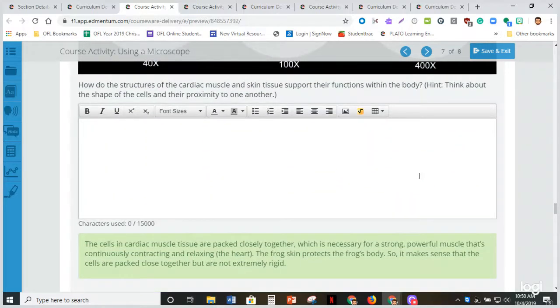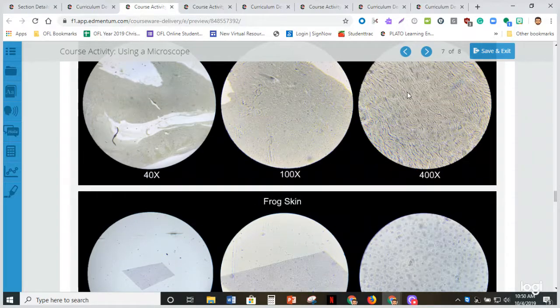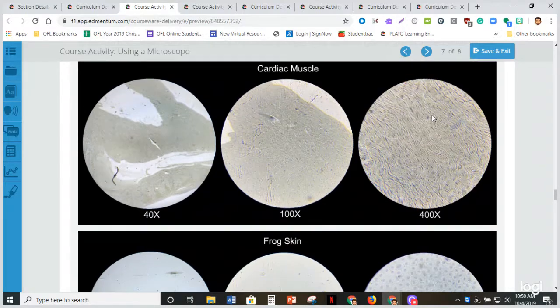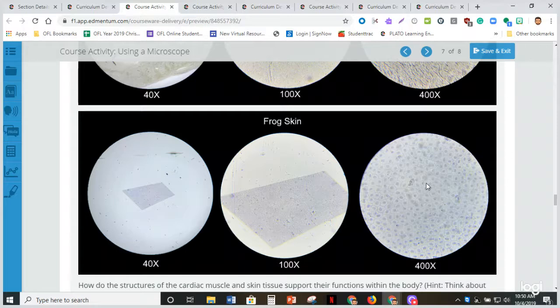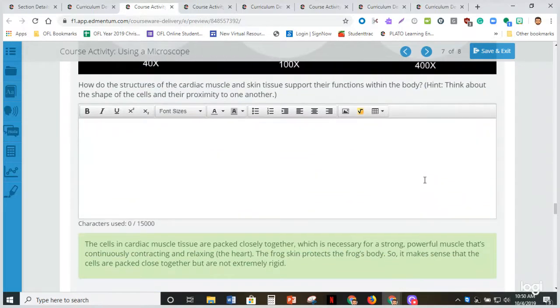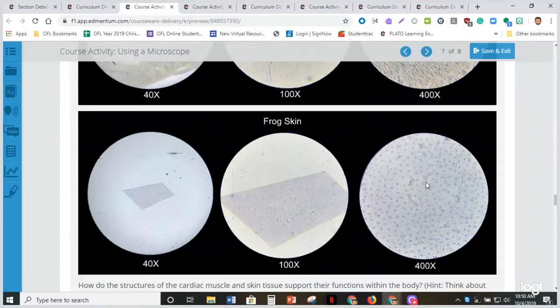One of the things you're going to want to realize is that the structure or the shape of a cell really helps determine its function. So in here, you're trying to really determine how the shape of the cardiac muscle, and think about what a heart does, versus the skin cell and what skin cells would do. And why would they be shaped differently?